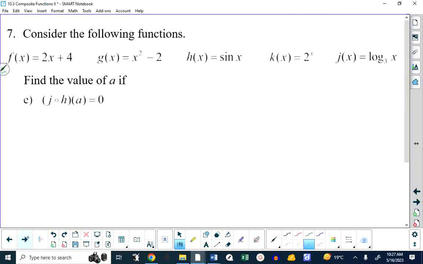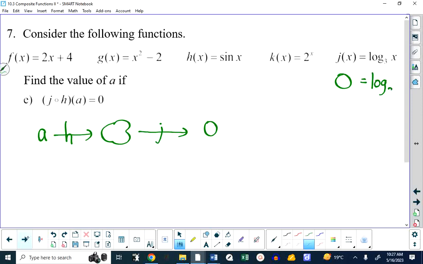J of H of A is 0. That means we put some number into H, then put the result into J, and you get 0. So 0 comes out of J. That means 0 equals log base 3 of x, which means x is 3 to the 0, which is 1. So 1 has to go into J to give us 0. But that means 1 comes out of H.